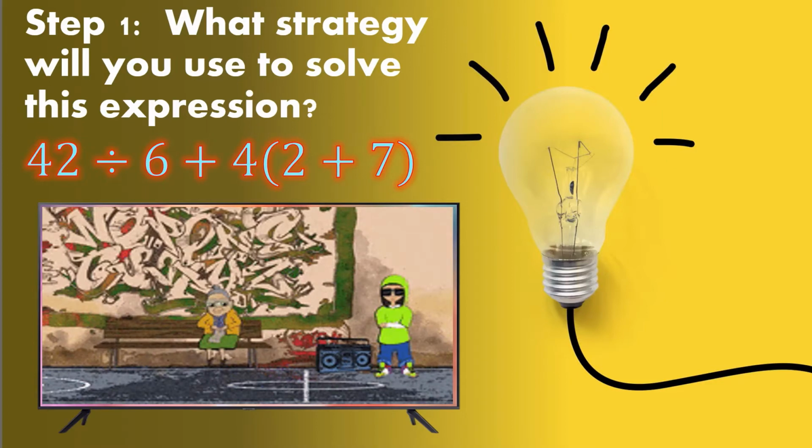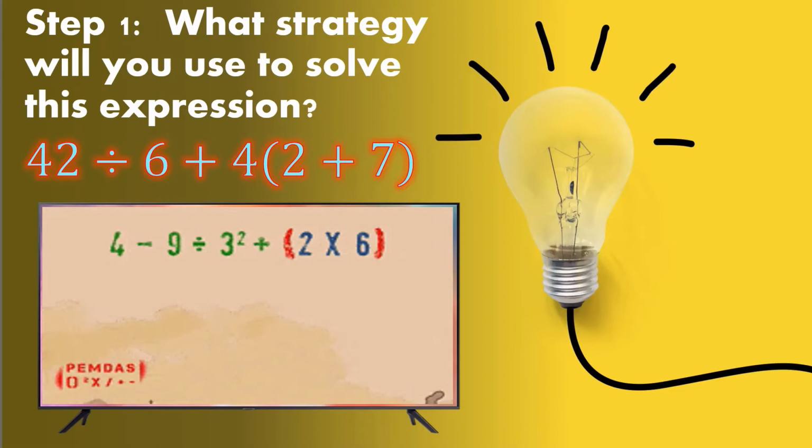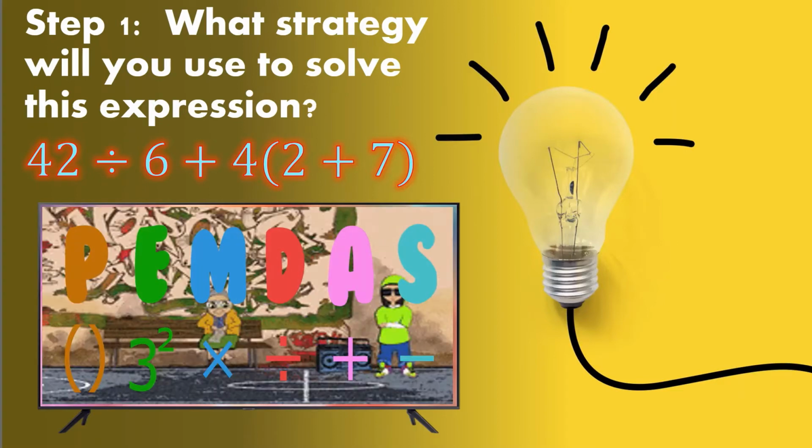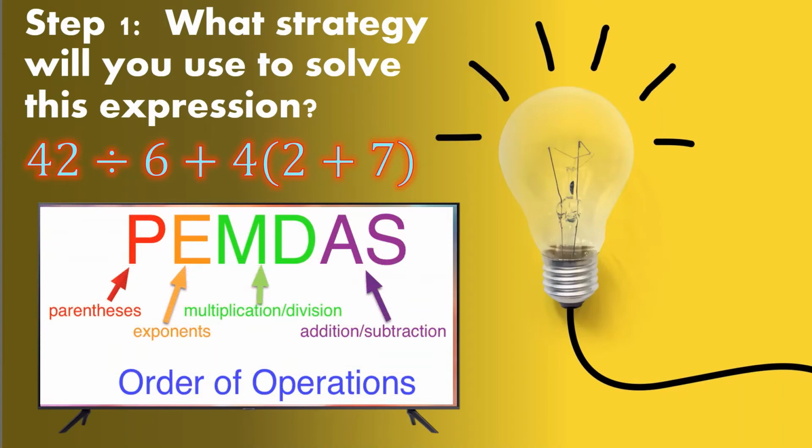We look at the problem again. It's 42 divided by 6 plus 4, open parentheses 2 plus 7, close parentheses. I would suggest that we use PEMDAS. And PEMDAS is just the rules of order of operations. It explains that we first need to do the parentheses, second, exponents, third, multiply or divide going left to right, whichever one comes first, and then fourth, add or subtract, whichever one comes first, going left to right.